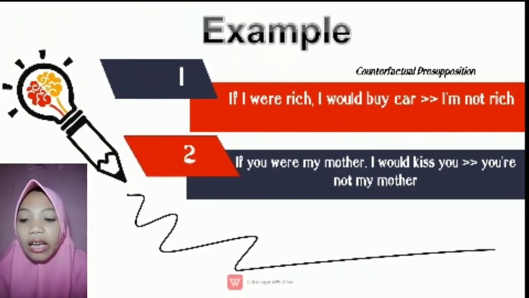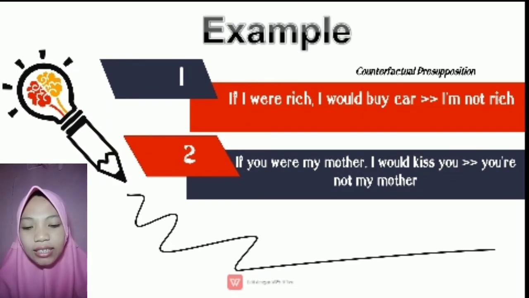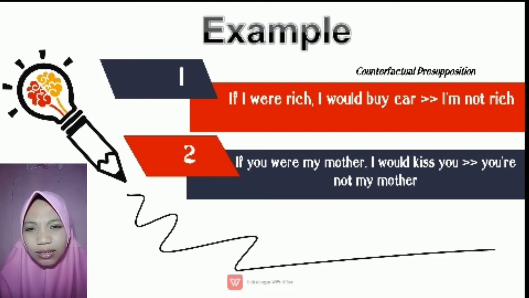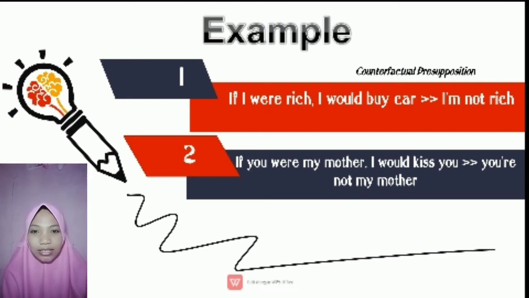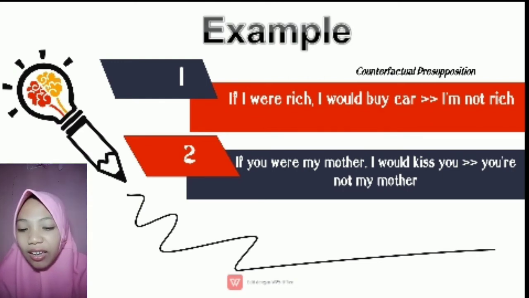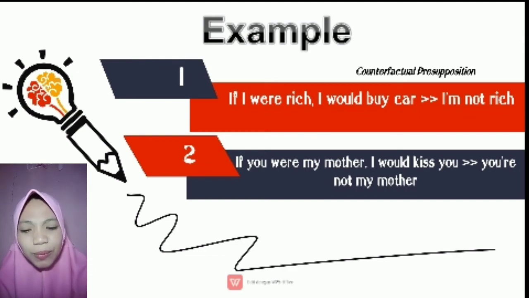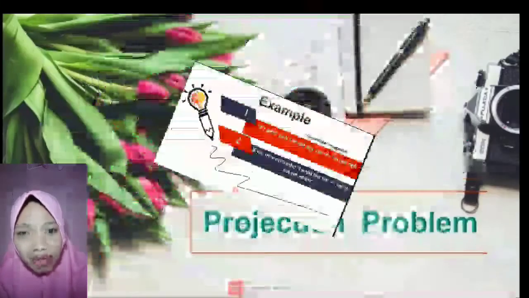Number one, if I were rich, I would buy a car. If I were rich. So, we can presuppose that I'm not rich. Number two, if you were my mother, I would kiss you. We can presuppose that you are not my mother.